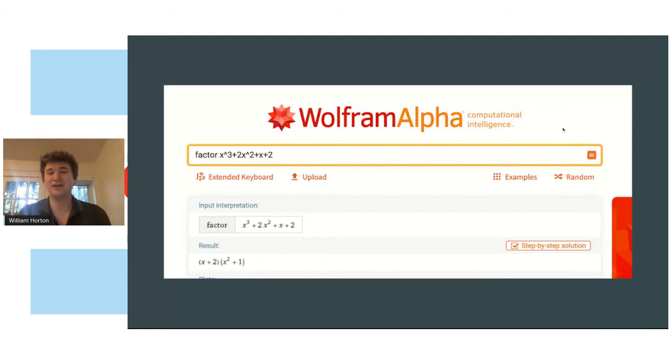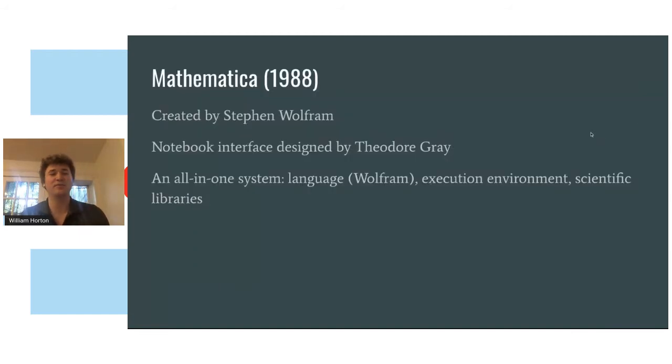And who is this guy? People might know him as the guy who helped you with your math homework through the Wolfram Alpha interface. So this is Stephen Wolfram. And the story that's going to lead us eventually to the Jupyter notebook starts with Stephen Wolfram and Mathematica, which came out in 1988. So Mathematica is kind of this all-in-one system.